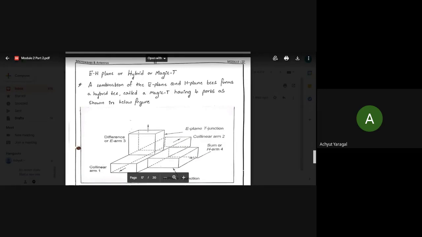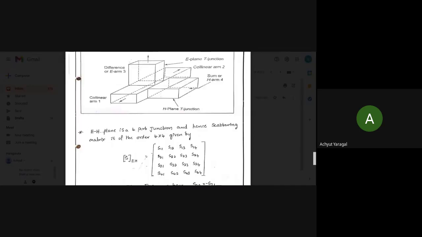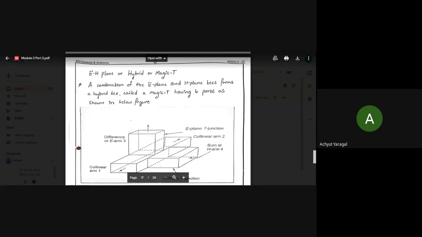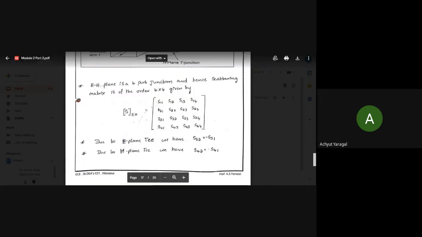So what is now the EH plane? EH plane means obviously there are 4 ports, so obviously we will be having a 4 into 4 matrix. What we have to do is the scattering matrix. They will be asking questions: represent the S matrix for the EH plane or hybrid or a magic T. At that time we have to draw this particular E into H and write all these components S11, S12, S44 and so on.